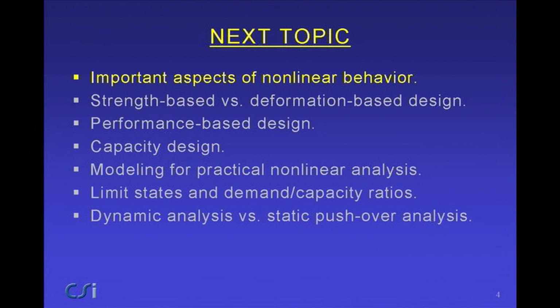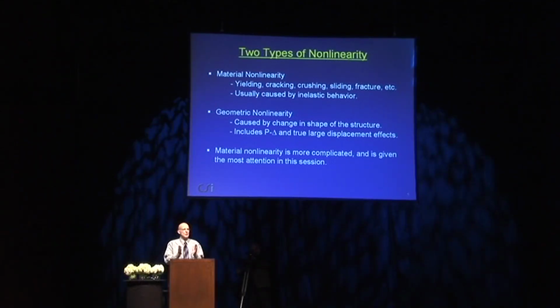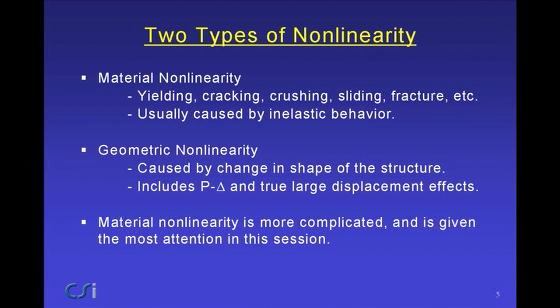There are two types of nonlinearity: material nonlinearity, which involves yielding, cracking, crushing, sliding, fracture, and a number of other things. And this is usually caused by inelastic behavior, but such things as gap opening and closing, which are not inelastic, are also regarded as material nonlinearity. Then there's geometric nonlinearity, which is caused by change in shape of the structure. And there are two forms of this. One is the P-delta theory, and the second is the true large displacements theory.